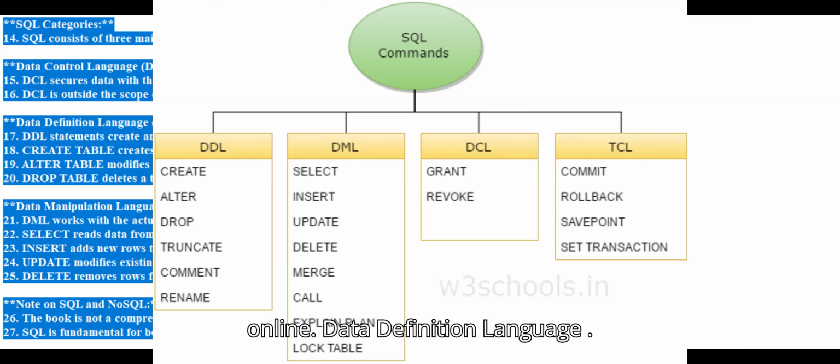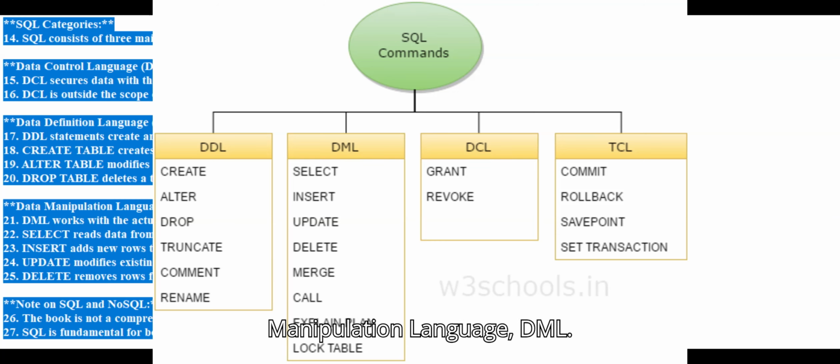Data Definition Language, DDL. 17. DDL statements create and manage database objects with three statements: create, alter, and drop. 18. Create table creates a new table. 19. Alter table modifies an existing table structure. 20. Drop table deletes a table and its contents.